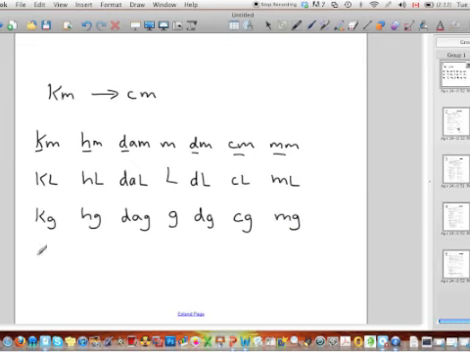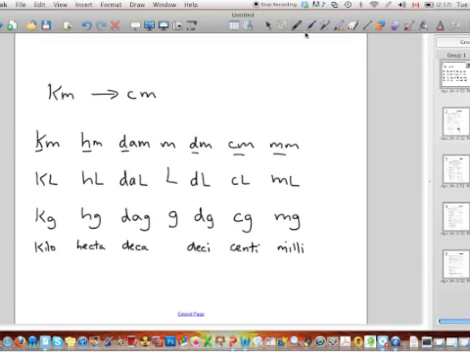Okay, this, by the way, is kilo for kilogram, hecta for hectogram, deca for decagram, nothing here, decigram, centigram or centiliter or centimeter, and milli means 1,000. Okay, so those are the prefixes. Those are the letters that go before the word.